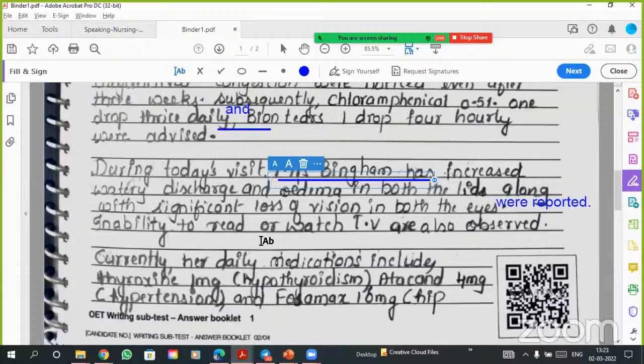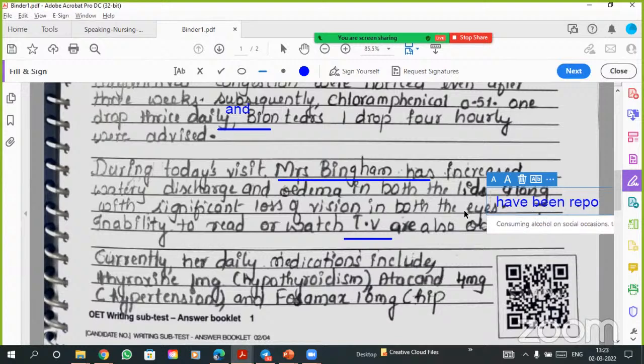Inability to read or watch TV, okay, you can write television. Have been reported, today's visit, so present tense, not reported but have been reported. And here, inability to read or watch television are also mentioned.